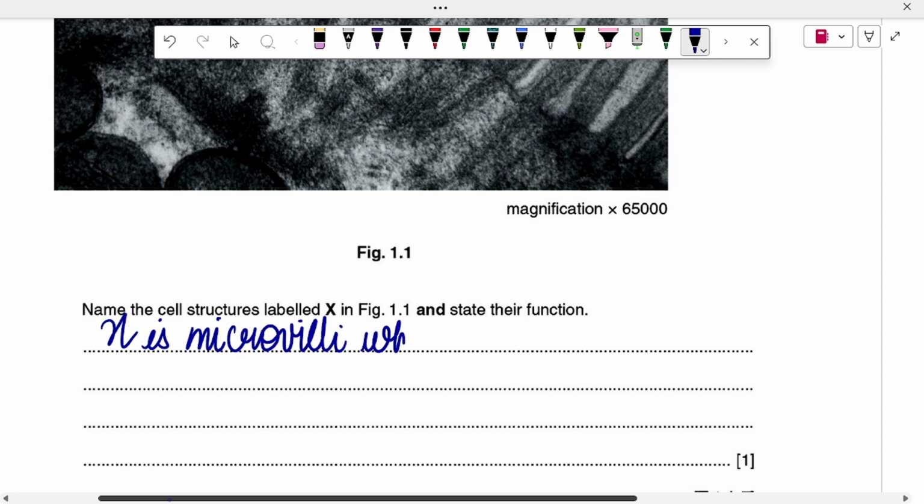which increases the surface area available for digestion.